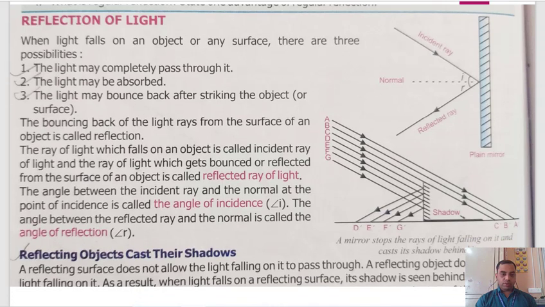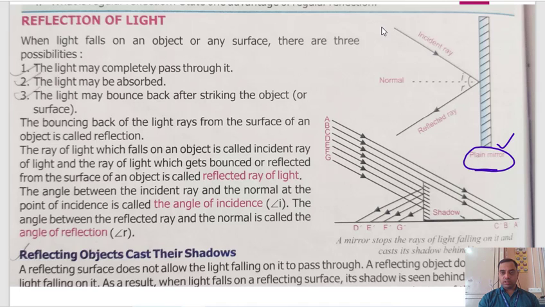So next one is reflection of light. This we are going to study in detail. So this is a plane mirror. What is a plane mirror, by the way? A plane mirror is something that we use at our home, for makeup purposes and for other purposes as well. So here, this is the incident ray.